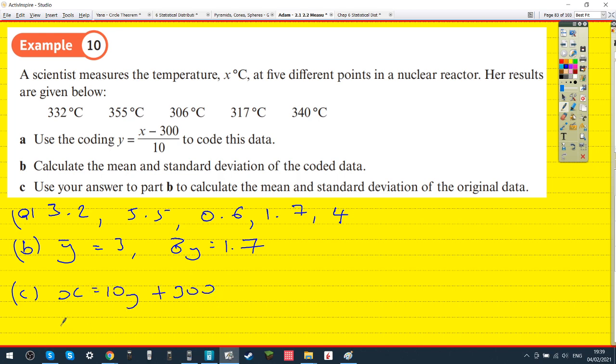And so what is X bar? You do 3 times 10 plus 300, which is 330. Get the mean of these up here. Does it give you 330? Wait, what do we do? Find the mean, just actually find the mean for those 5. See if it's 330.